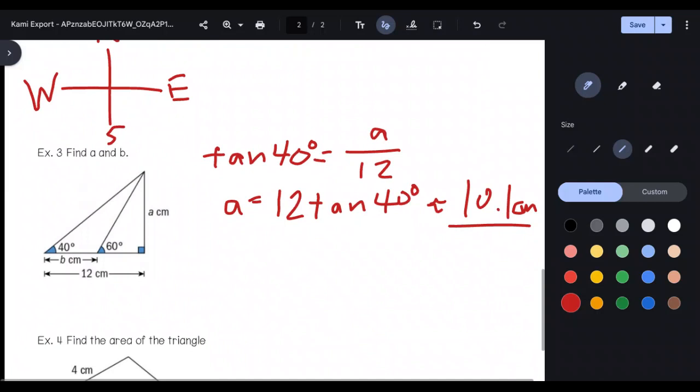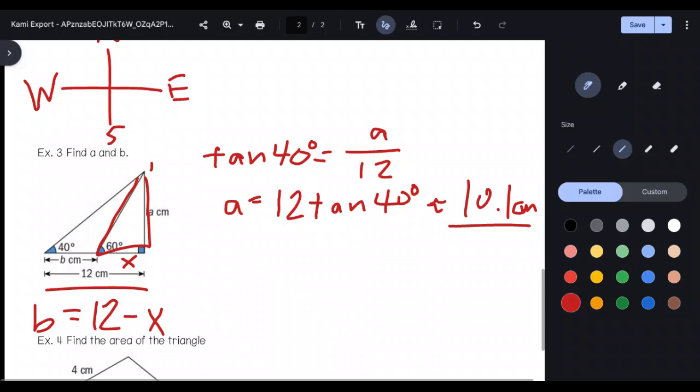And then now that we have 10.1 centimeters, you might think, okay, how can we find B? And it might be a little confusing because you see that B is the side length of a triangle that is not a right triangle, so you can't use SOHCAHTOA. But since we know that this is 12 and we know that this is a right triangle, we can find the side length of that right triangle. Let's just say X, and we can find B using B equals 12 minus X, because that's the length of the bigger right triangle minus the length of the smaller right triangle.